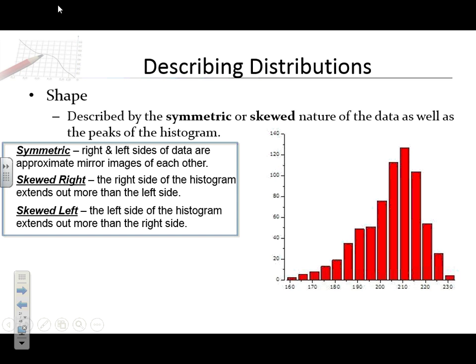Skewed left, then, is the exact opposite. So the left tail of our distribution extends farther than the right side does. So it's a gradual slope down to the left, kind of a steep drop-off to the right. So this is one where the lower x values are very rare, and as we increase the value of x, we start seeing more and more values appear.